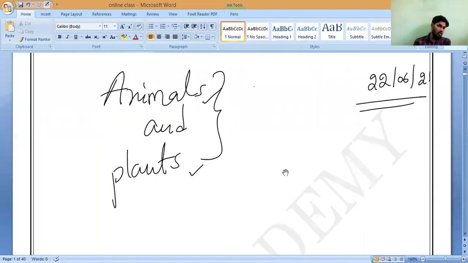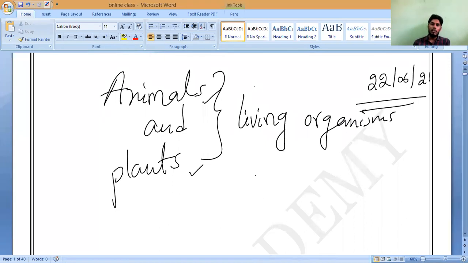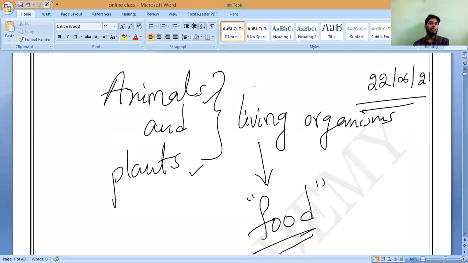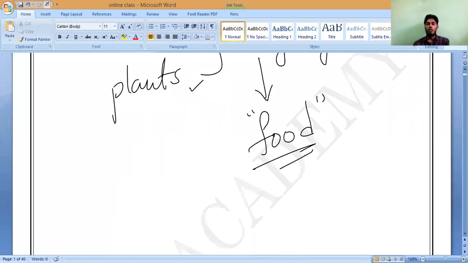So this is what we call it. All the organisms, all the plants and animals, require something for sustenance. What is that? What do they need? They need something for sustaining. What is that? Food. Correct or not? Without this food, they cannot survive. Yes, sir. No more surviving of these animals and plants.